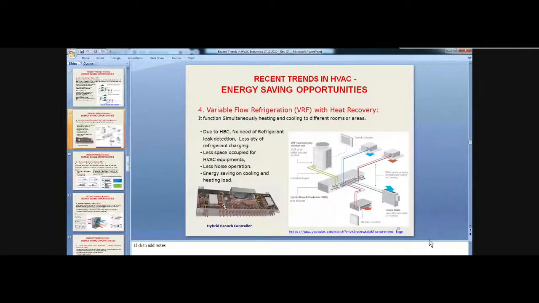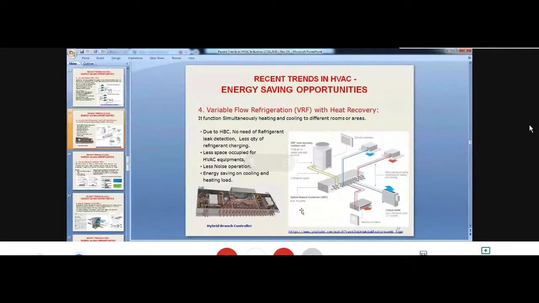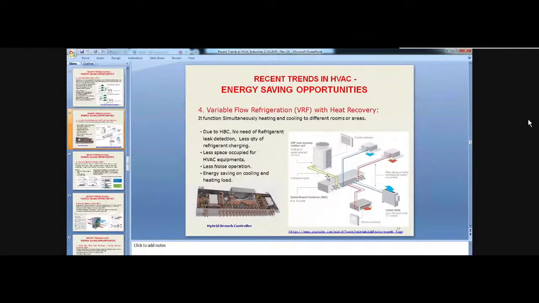You see, this is the branch controller exploded view. You can see how it looks inside. These are all the refrigerant connections, and only one outdoor unit is connected. So whatever cooling or heating is required, this equipment takes care of it with the help of the controller and this hybrid branch controller. This gives huge savings in space as well as energy, and these are all the benefits we are getting.